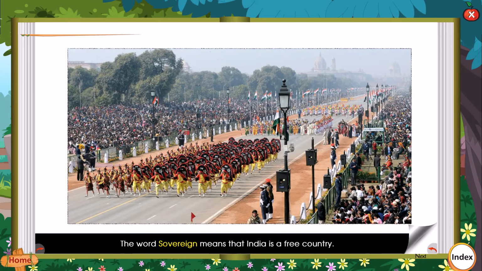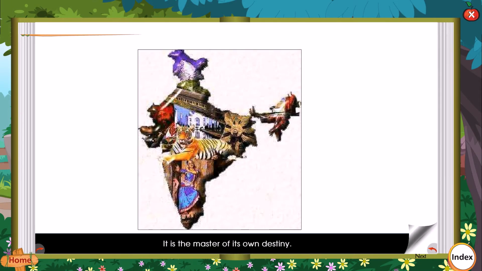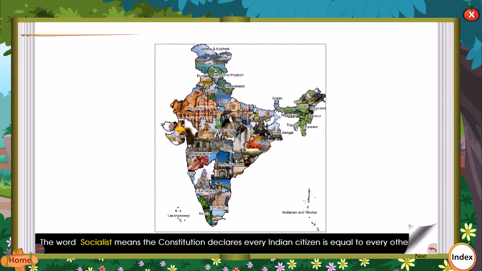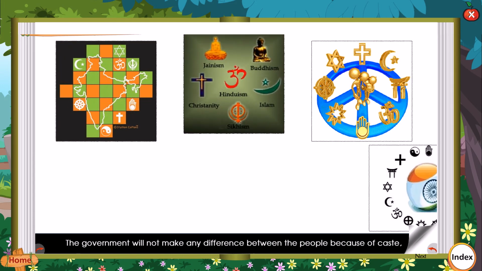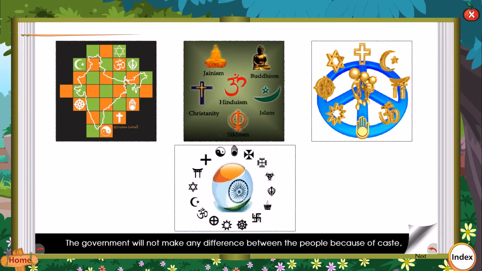The word sovereign means that India is a free country. It is the master of its own destiny. The word socialist means the Constitution declares every Indian citizen is equal to every other one. Equal opportunities will be given to all Indian citizens to move forward. The government will not make any difference between the people because of caste, religion, or any other way.